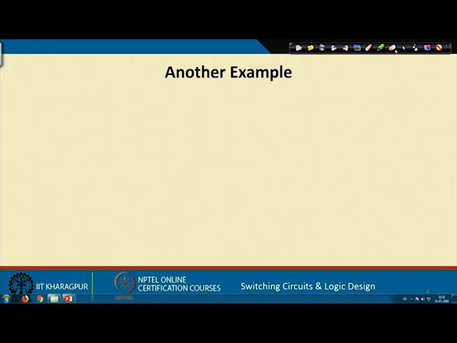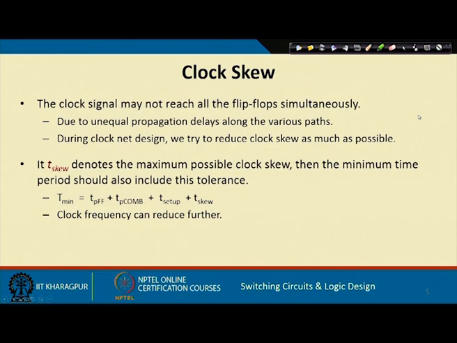So, these two examples try to show this. Now, talking about clock skew, I already just mentioned this earlier in the last lecture.